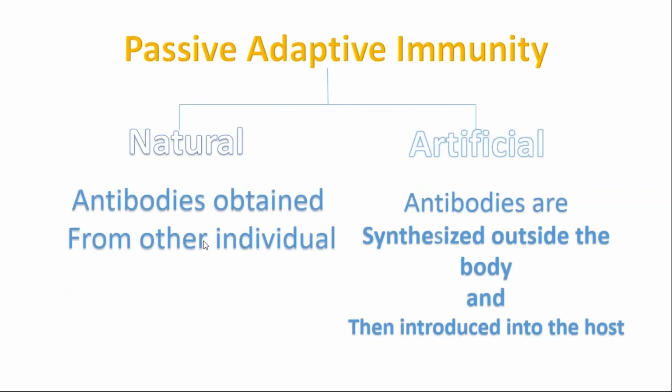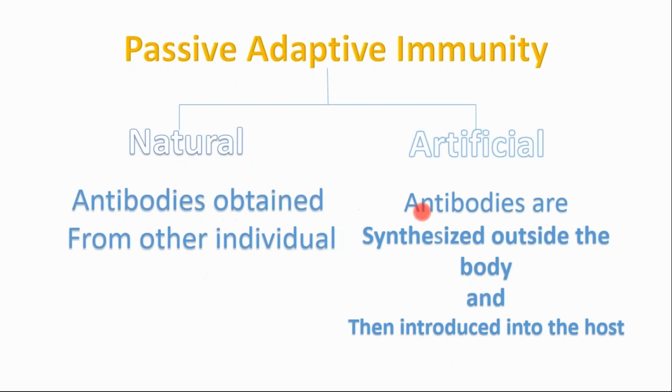Now let's see the passive adaptive immunity. There are two types, as I already discussed, natural and artificial. Natural is the immunity which is provided to the body in the form of antibodies which come from another individual. If we take antibodies from another individual and then give them to the human body, that is known as natural.